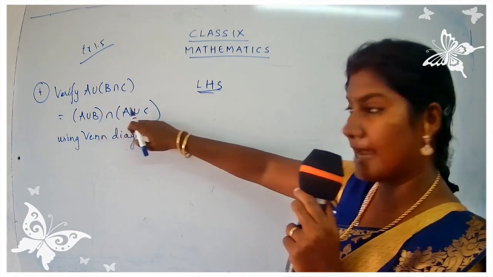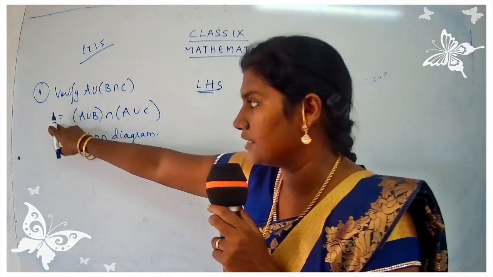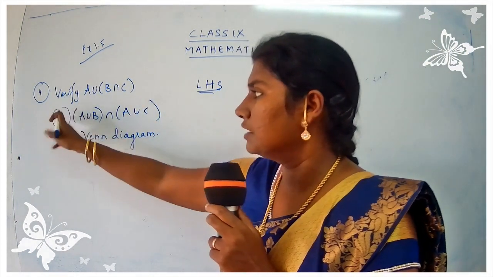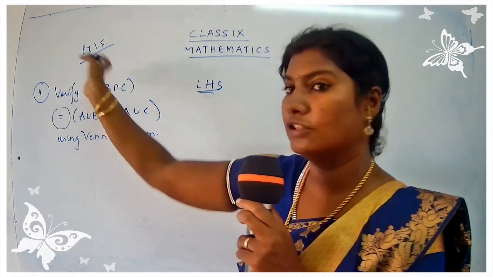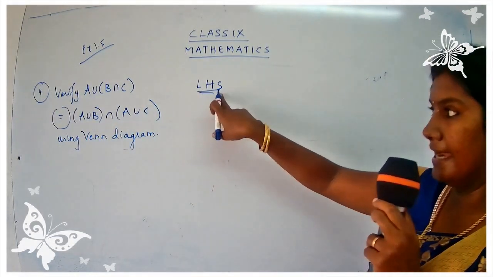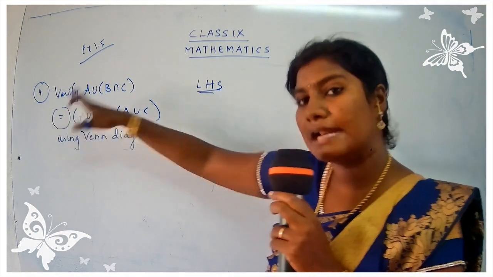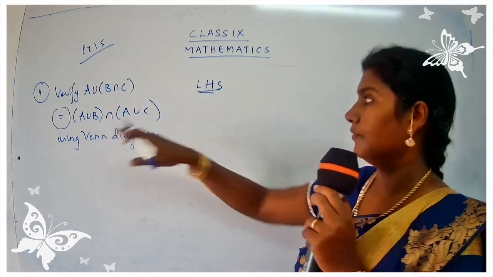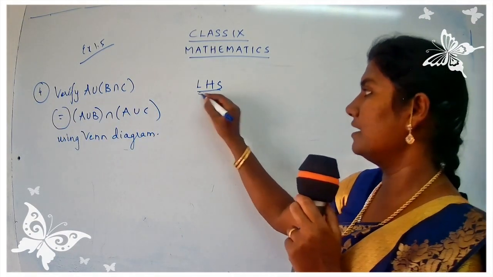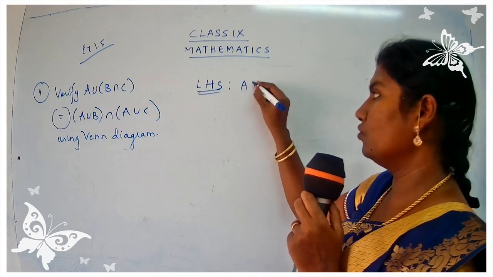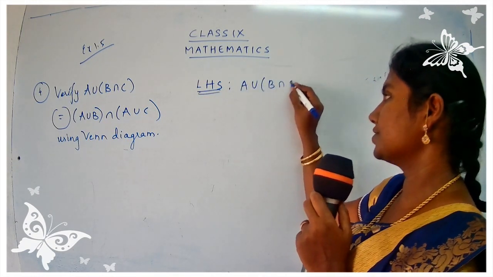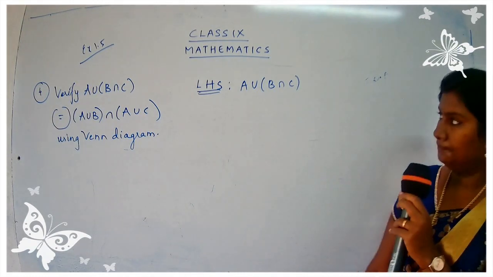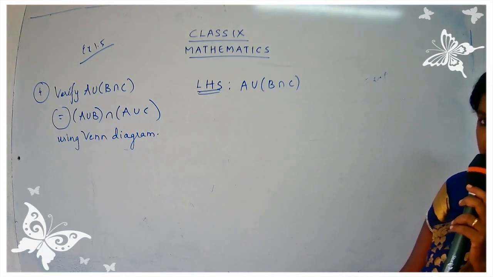And this part is the right hand side. So you have to think of the equal to sign. We have an equal to sign here. The term that is lying on the left side is called left hand side, and the term that is lying on the right side is called the right hand side. Okay, so we have taken the LHS part, and this is A union B intersection C. So I have just taken down the LHS part.